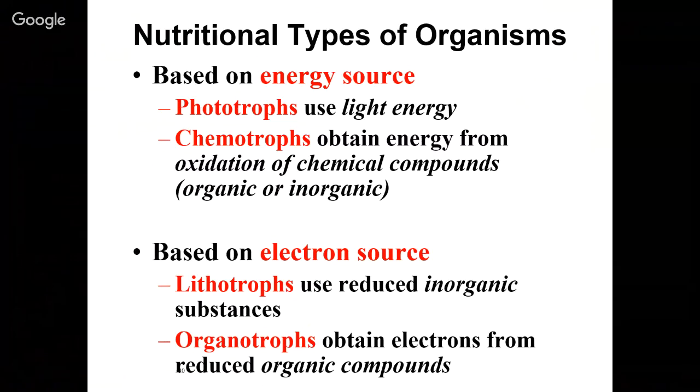And then, based on electron sources, lithotrophs use reduced inorganic substances, and organotrophs obtain electrons from reduced organic compounds. So humans, what are we? We're organotrophs because we get it from other organic stuff. And lithotrophs, plants would be a good example because they use inorganic stuff like sunlight and carbon dioxide to create sugar molecules for us. And so they're lithotrophs. That's what that basically means.